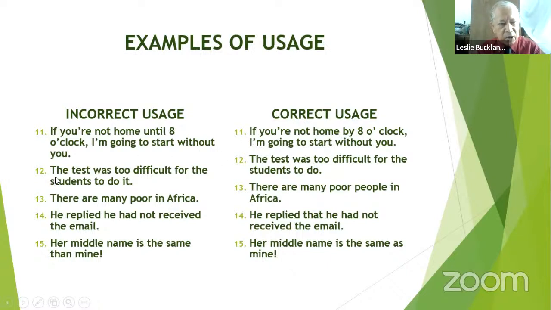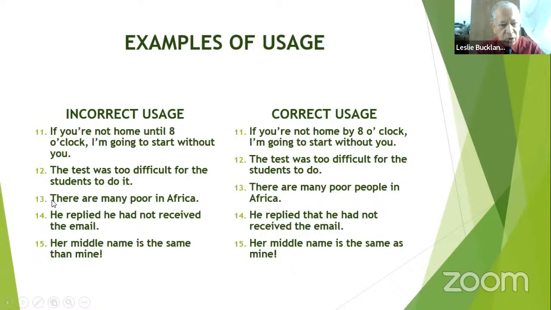Number 12, incorrect usage: The test was too difficult for the students to do it. Usually we don't use the word it, even though grammatically it could work, because it is a pronoun referring to the noun test. But usually we leave out the pronoun. In number 12, the test was too difficult for the students to do. So we don't usually put the pronoun it.